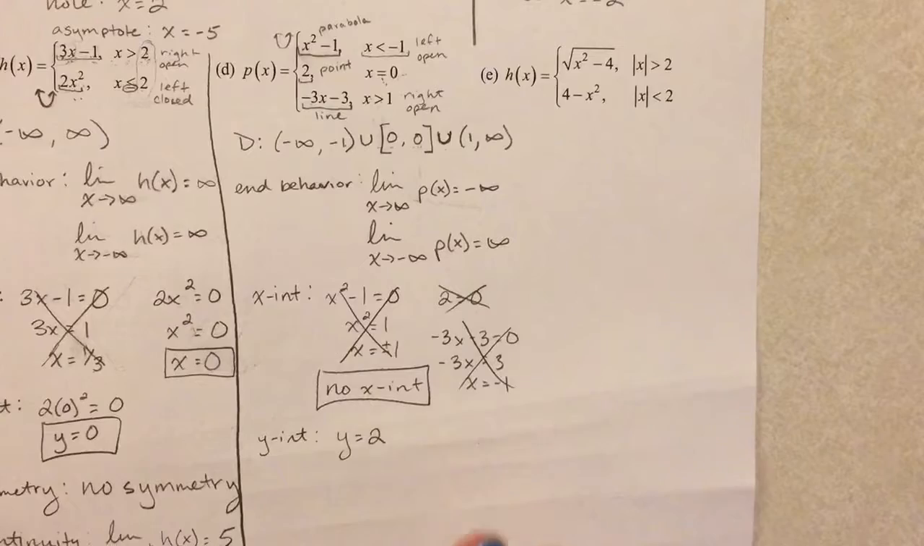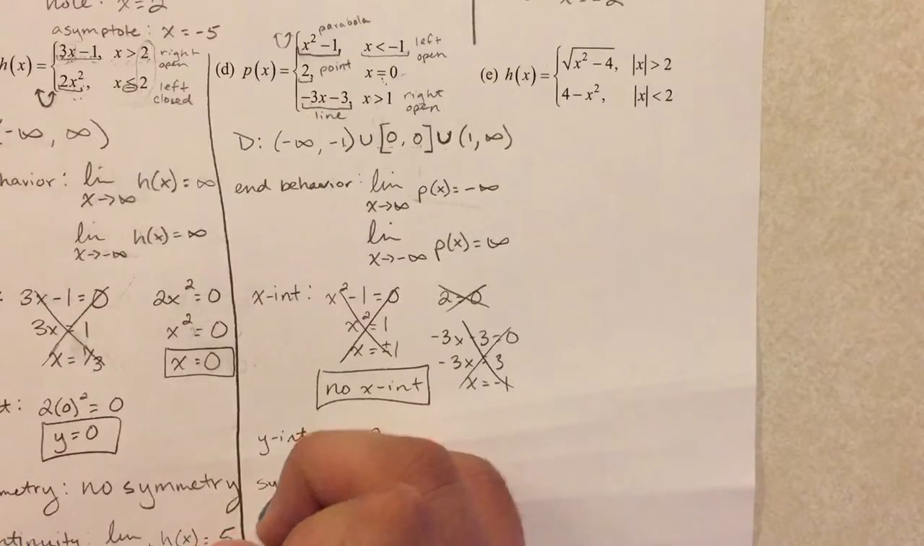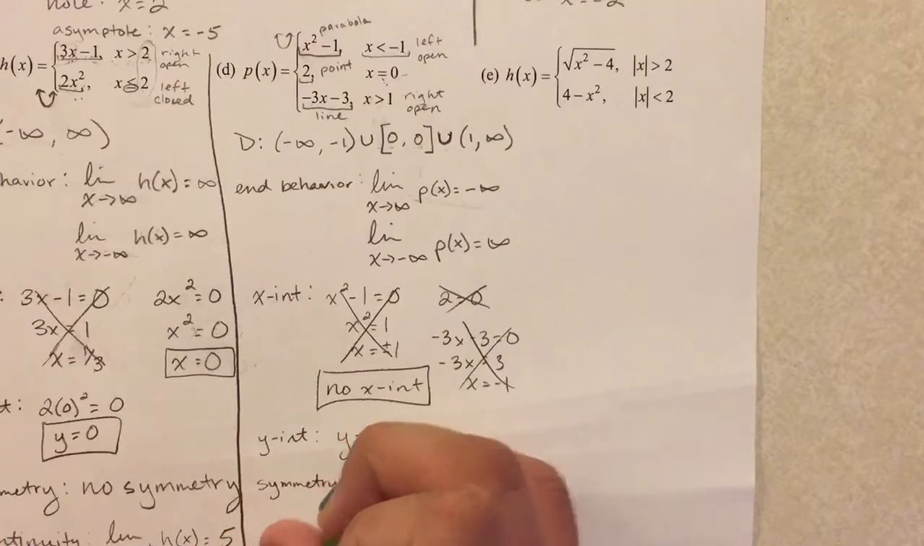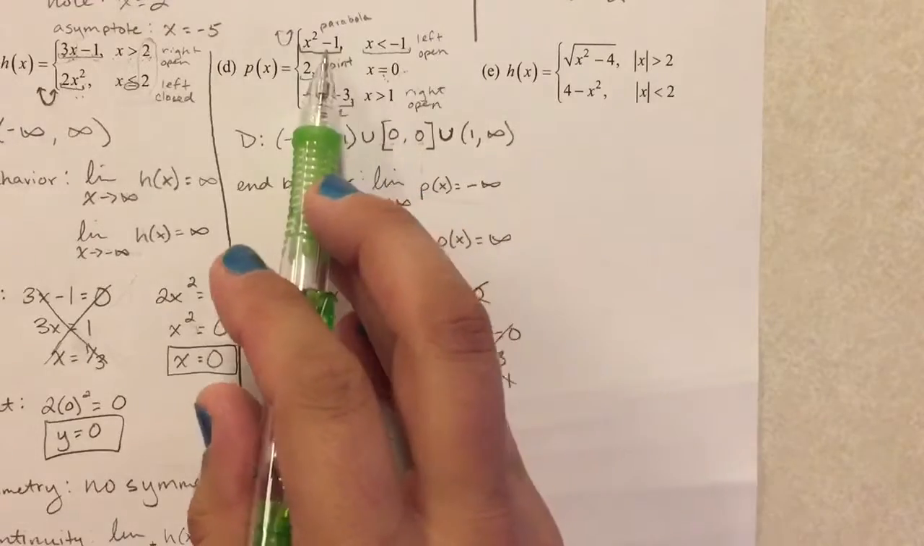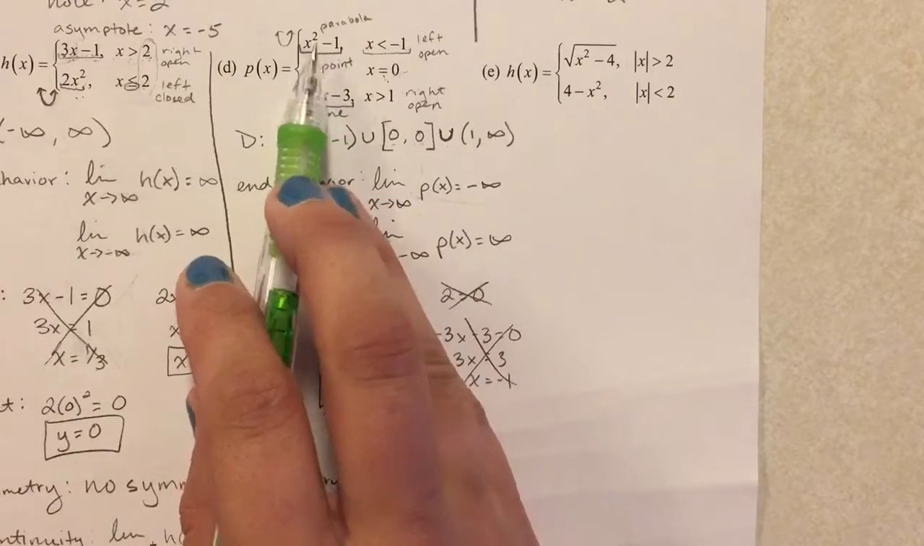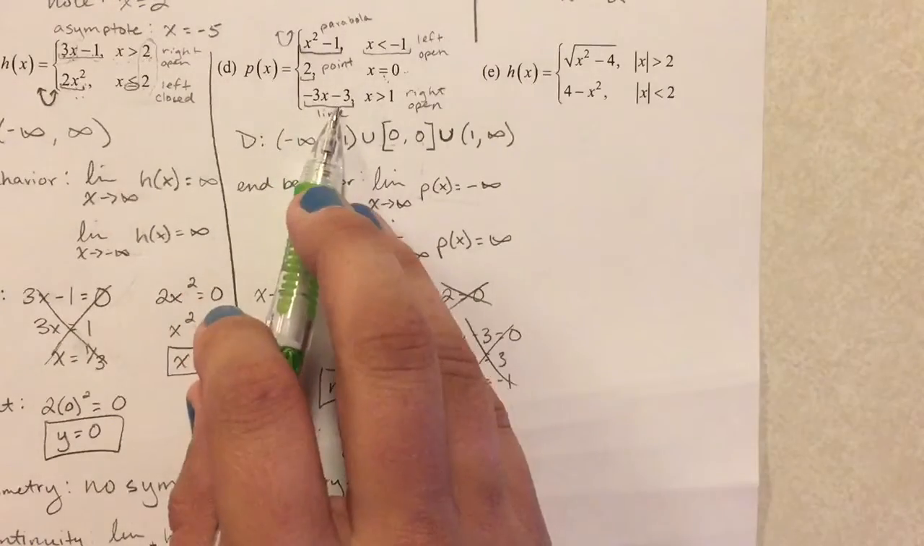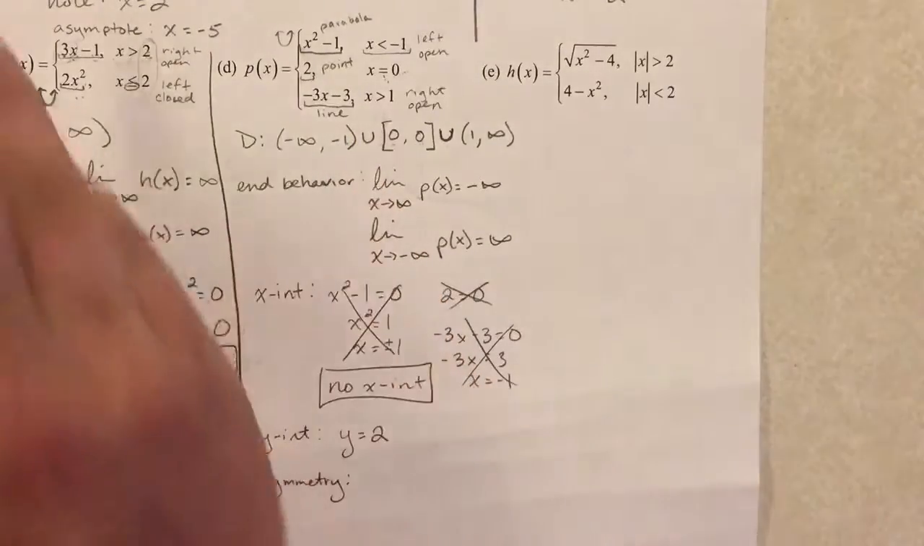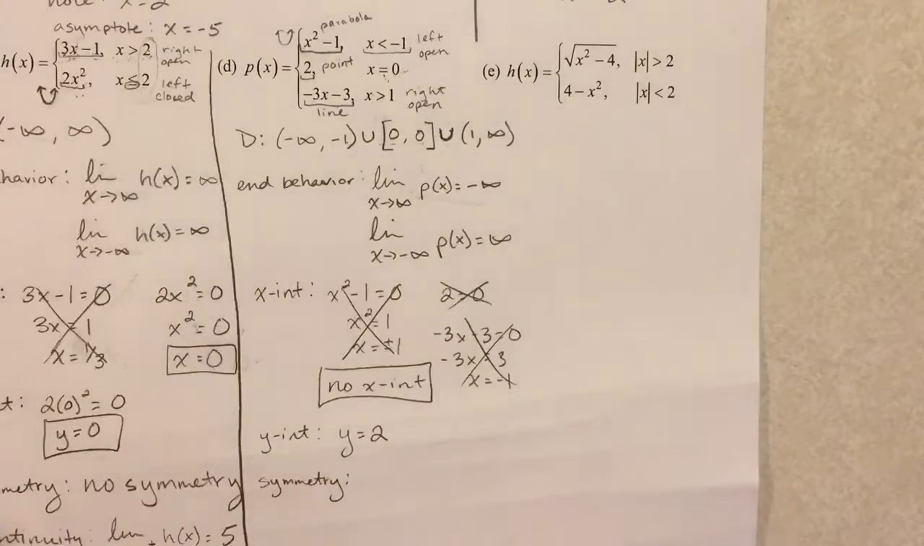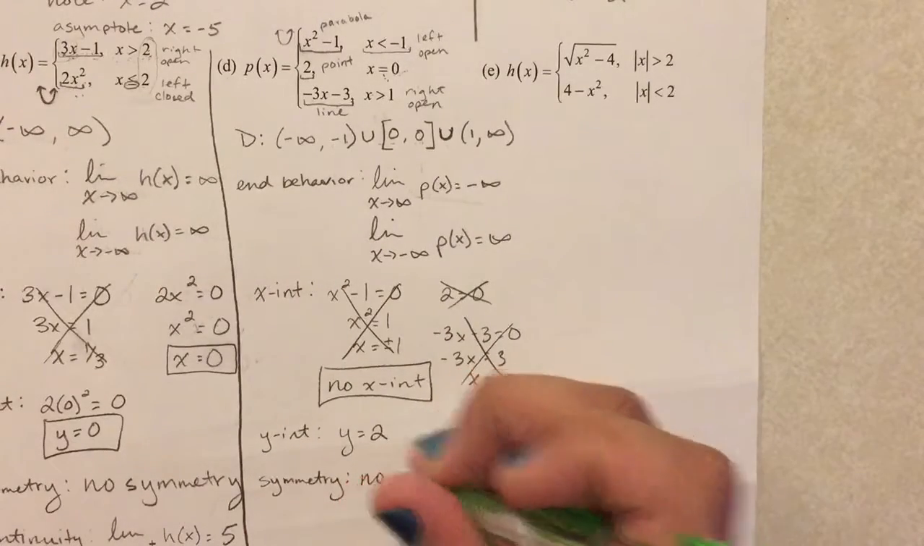Okay, looking at the next thing, symmetry. Okay, well, on this half of the function, I've got a parabola, then I have a random point, and then I have a line. So because I have a parabola on one side of the y-axis and a line on the other side, this is not symmetric.